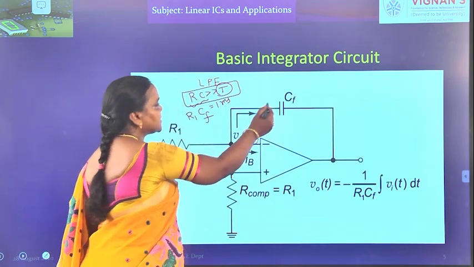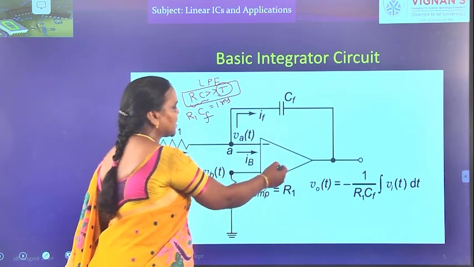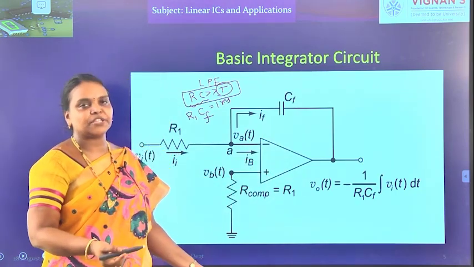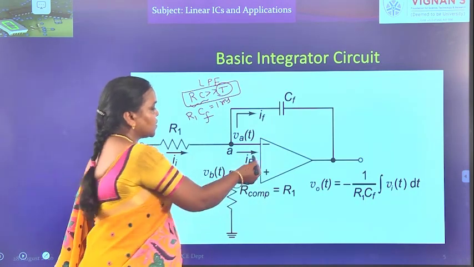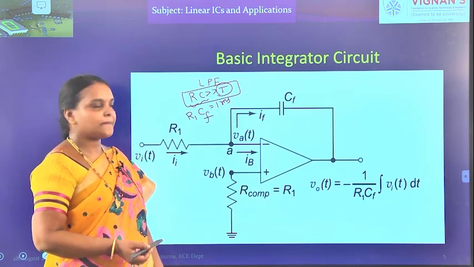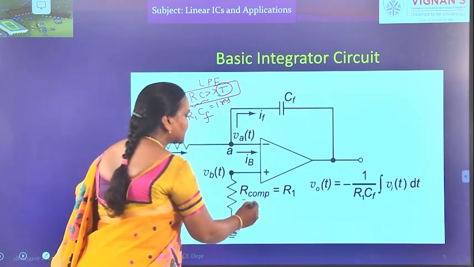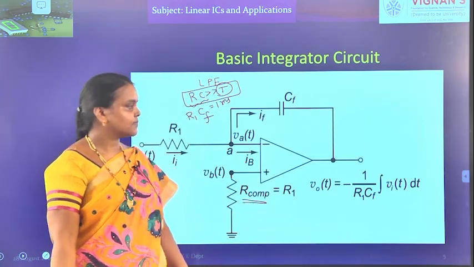So this R1 and CF constitute the low pass filter, and here we are using the operational amplifier because it is an active filter. Active filter means there will be an active component which will provide us gain. Here it is the operational amplifier, and this compensation resistor is to compensate the effects of bias currents.